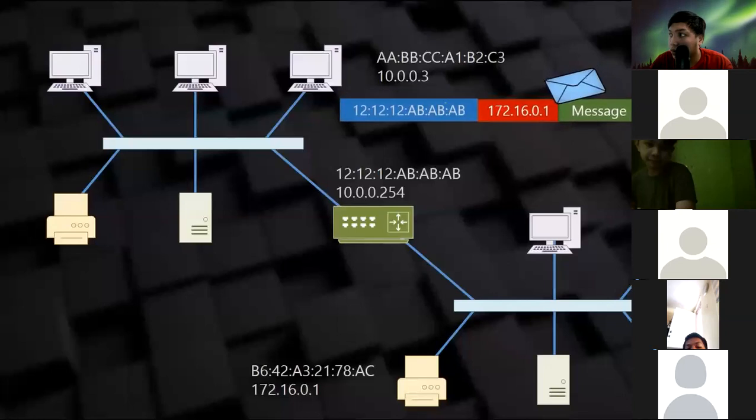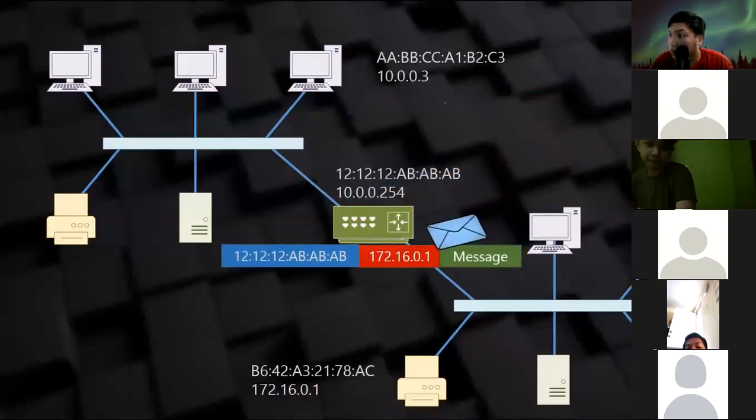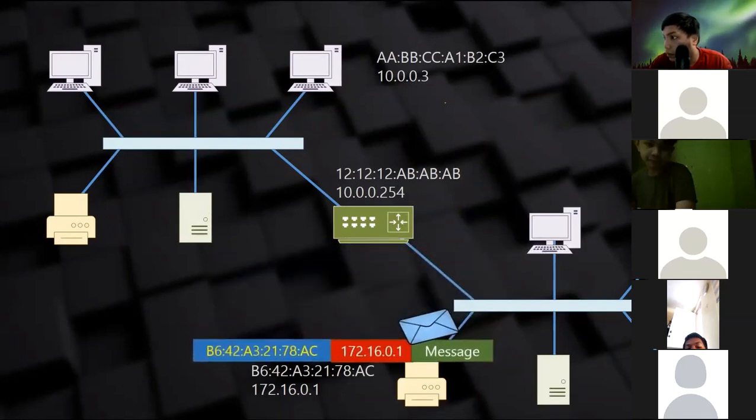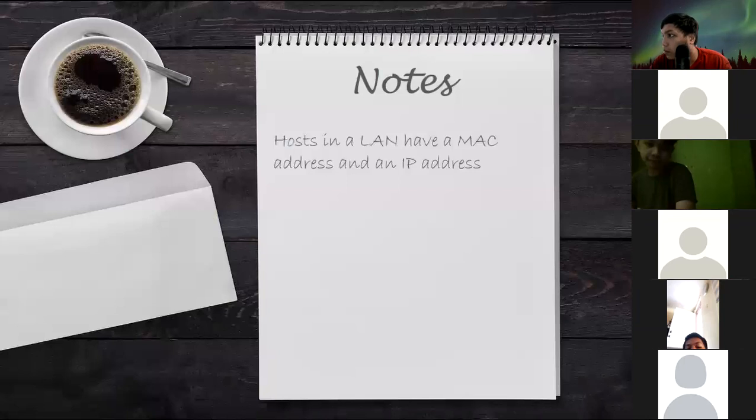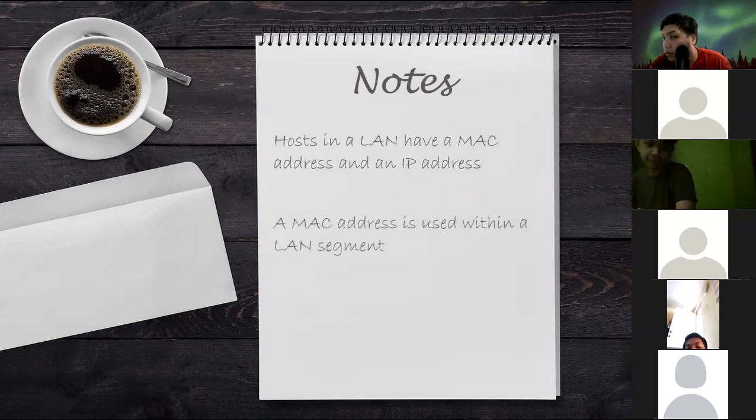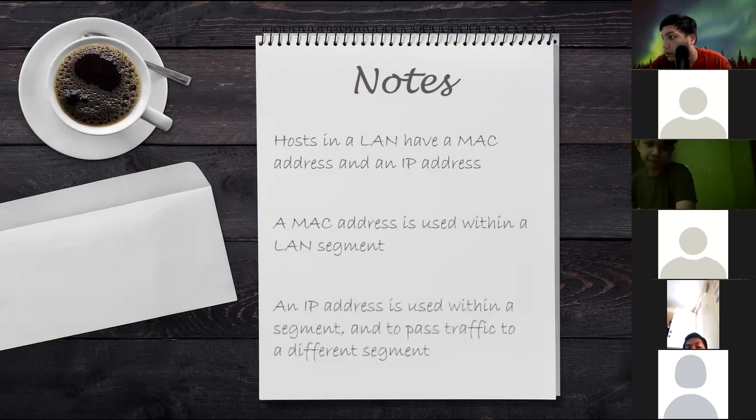The router receives the message and strips its own MAC address off the message. In its place, it puts the printer's MAC address on instead. The router then forwards the message to the printer. This may raise a lot of questions for you, but don't worry, we'll look at how this works in more detail another time. For now, just remember these things. Hosts have a MAC address and an IP address. A MAC address is used only within a LAN segment. An IP address can be used within a LAN segment, but is also used to pass traffic to a different LAN segment.